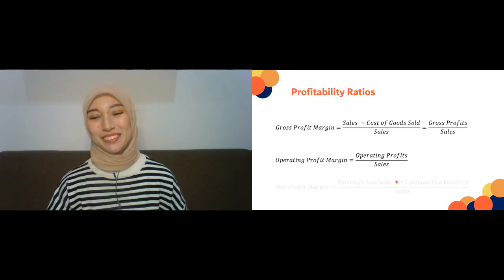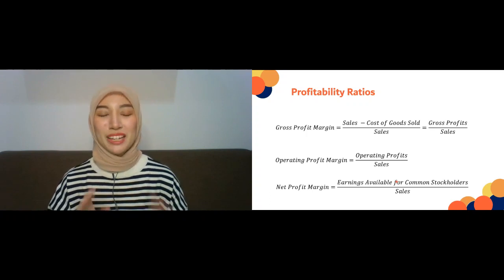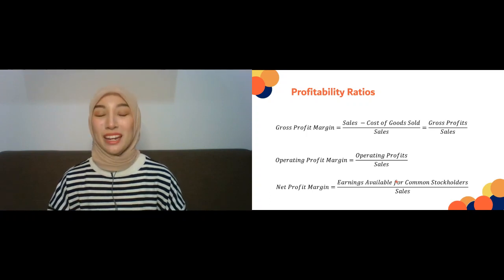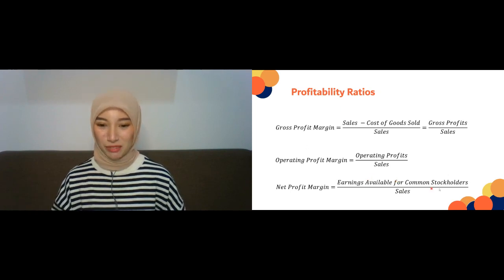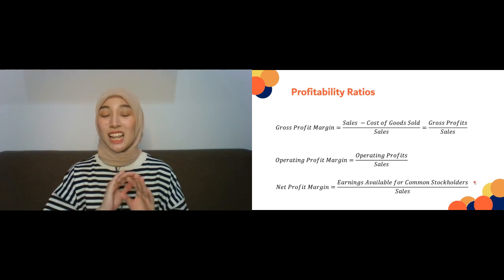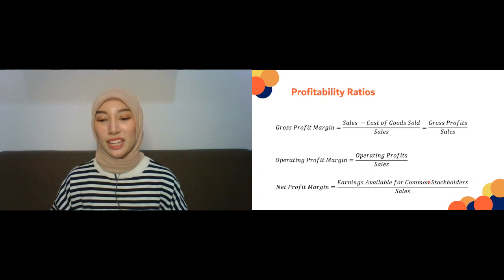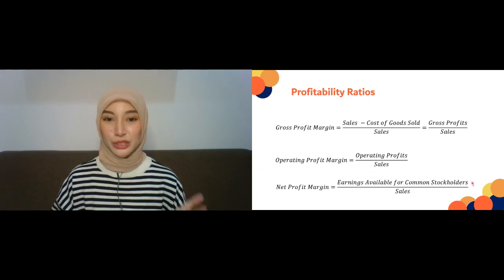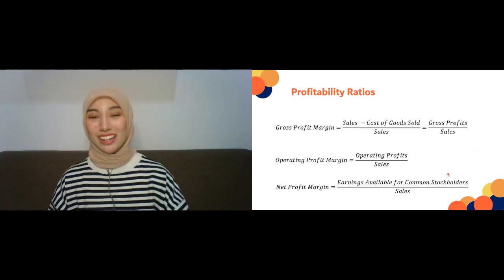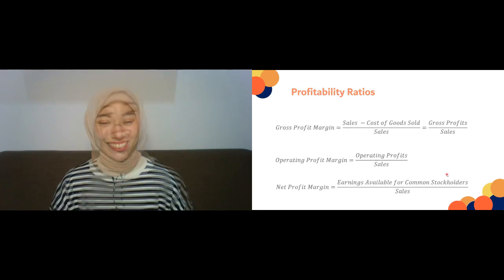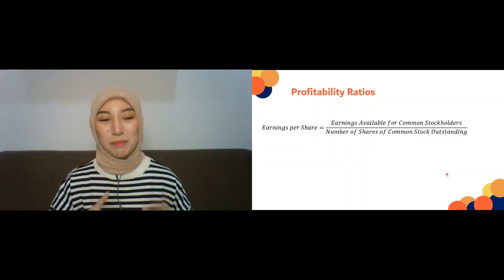The higher the better. And the last one here, we have net profit margin, which is the percentage of each sale remaining after all costs have been deducted. Here we have the earnings available for common stockholders, which is the very last part of our income statement. Similar to the other two ratios, you want net profit margin to get higher, so still, the higher the better.